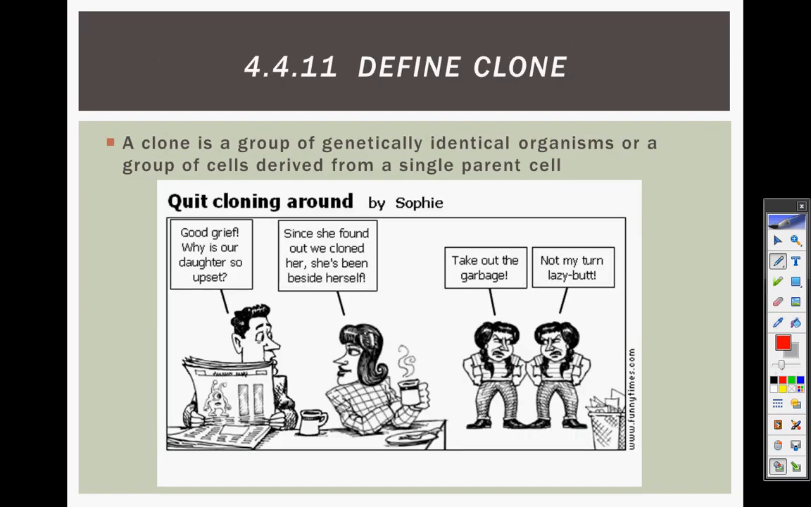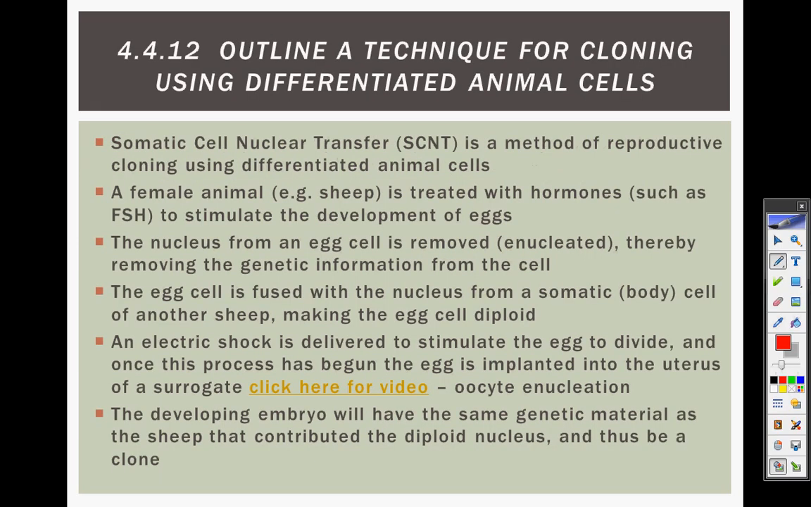Clone. All right, define a clone. A clone is a group of genetically identical organisms or a group of cells derived from a single parent. So I wanted to put this little picture up there. Okay, well, I tried. All right, outline a technique for cloning using differentiated animal cells. All right. Somatic cell nuclear transfer. I'm going to show you a video on how this works.